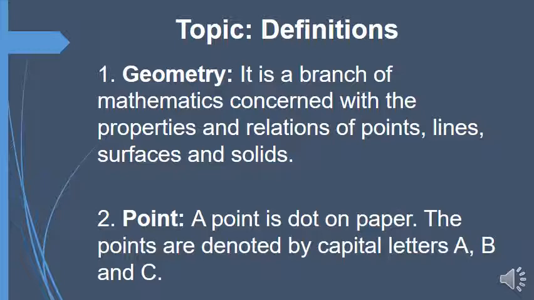You all know what a dot is. So the dot is actually a point. A point is actually a dot on paper. You can see that this is kind of a dot, and over here, this is kind of a dot. So this is a dot and this is a point as well.